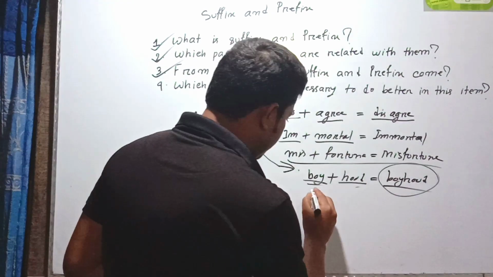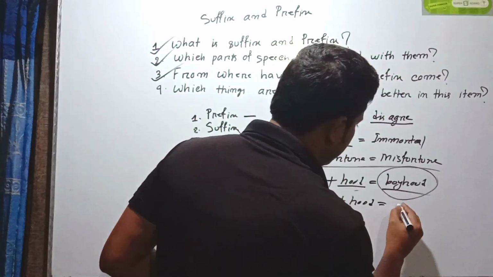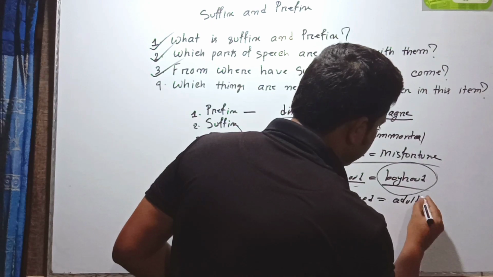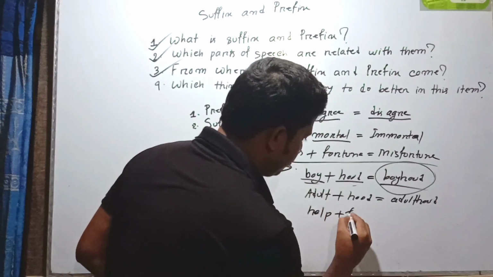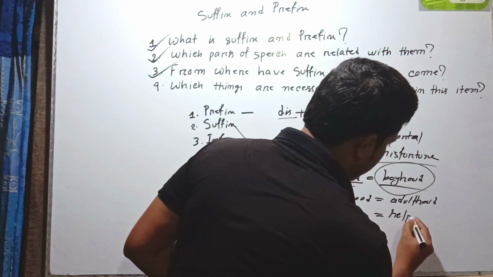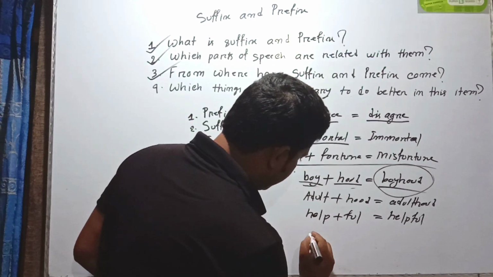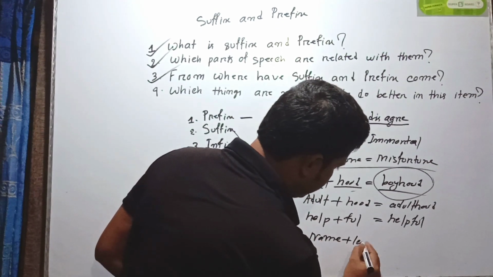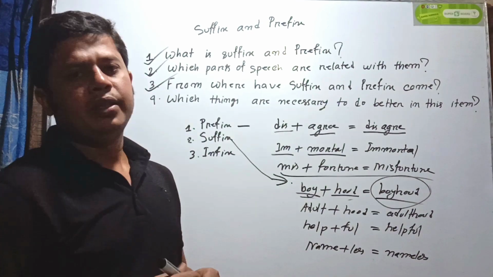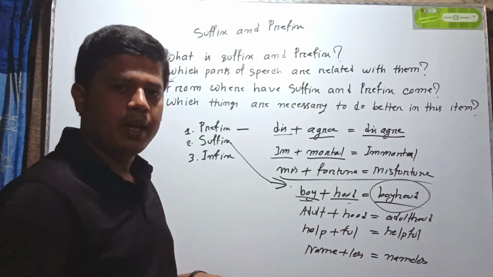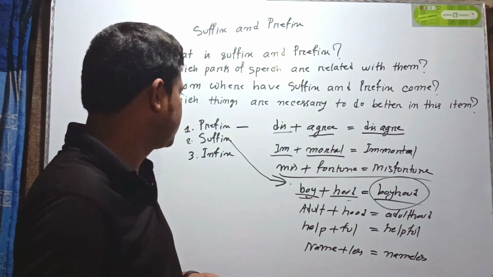We can also say adult plus hood is equal to adulthood. We can say help plus ful is equal to helpful. We can also say name plus less is equal to nameless. Like this, dear students, we have already understood what is suffix, what is prefix.